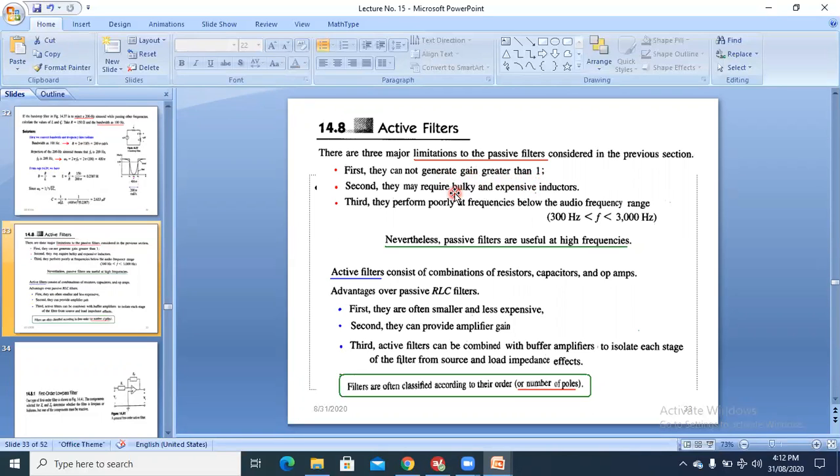or they are bulky because of the presence of inductors, and the frequency range, which is the audible frequency range, is 300 hertz to 3000 hertz. So their performance is poor. Also, for high frequencies, we cannot use the passive filters.